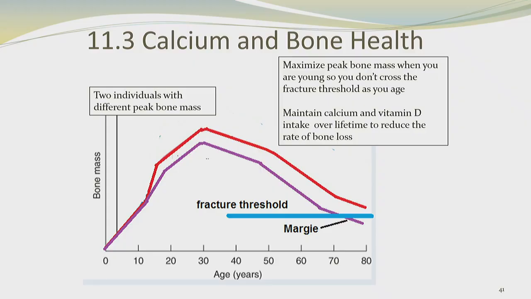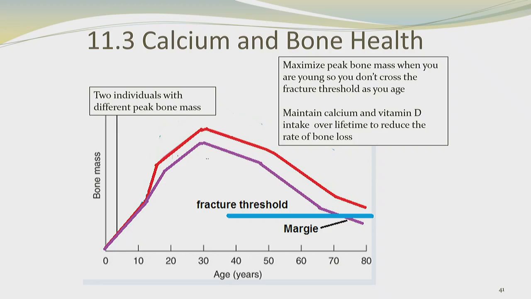It's inevitable. But you don't want to lose so much bone that, like Margie, your bones break when they're exposed to only very minor stresses, like just stepping off a curb, or stepping off a pavement. What happened with Margie is that she crossed what's called the fracture threshold. And what is the fracture threshold?